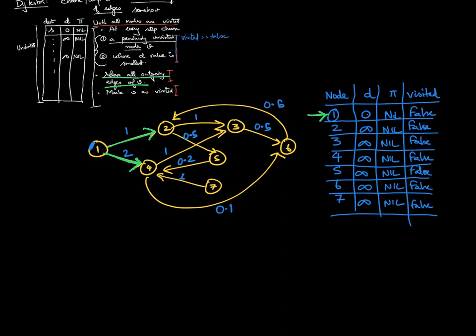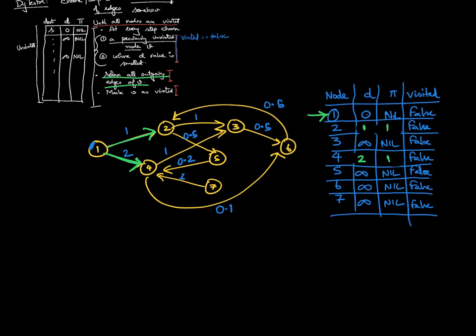Okay, I relax 1 to 2, I relax 1 to 4. Now what happens after I relax? Well, the value of node 2 and the value of node 4 and their parents are going to get updated. What are the values? The distance estimate for node 2 is going to become 1, and the value of its parent is going to be 1. The distance estimate for 4 is 2, and the value of its parent is 1.